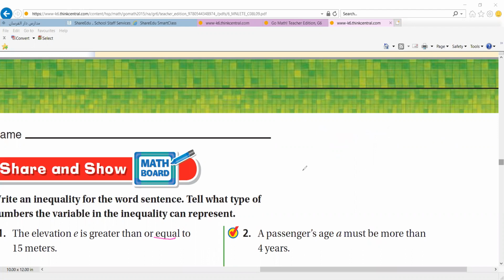A passenger age A must be more than 4 years. Yes, Fatin. What should I put? A passenger age, I write A, must be more than 4 years. Is this correct? No equal. There is no equal in the question. Correct. This one is correct, there cannot be any equal. They did not write A is more than or equal to, and they did not write at least.